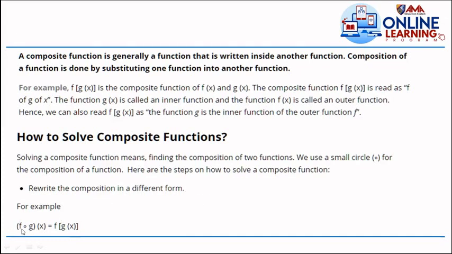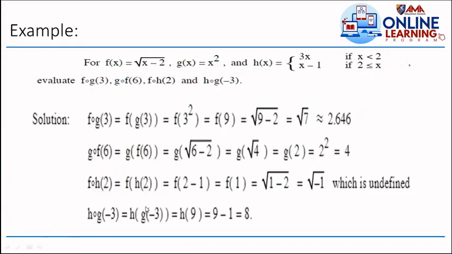For example, the composition of functions f of g of x is equal to f of g of x. Okay? So we have your example. For the function f of x equal to the square root of x minus 2, and the function g in terms of x equal to x squared, and h of x equal to 3x if x is less than 2, x minus 1 if x is greater than or equal to 2. Ito yung symbol natin.